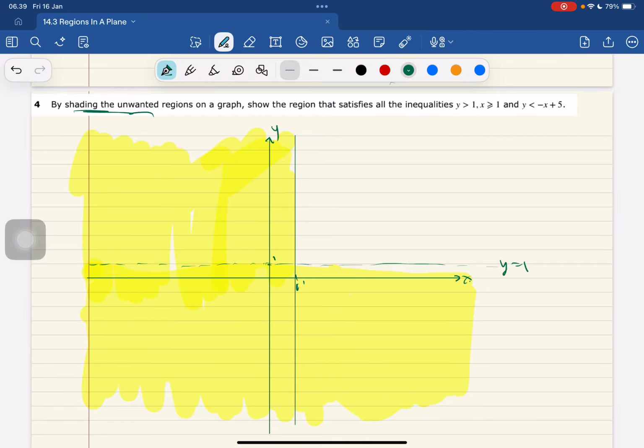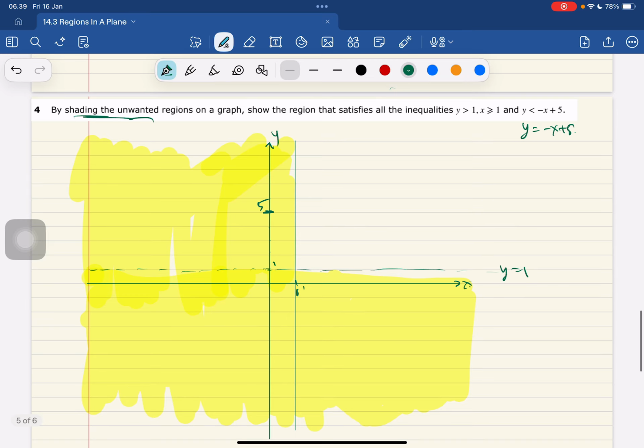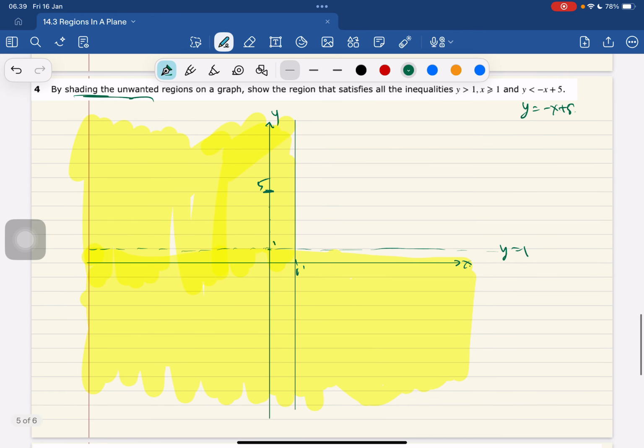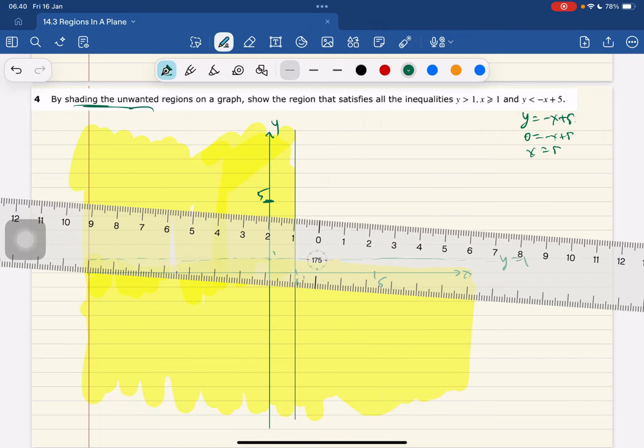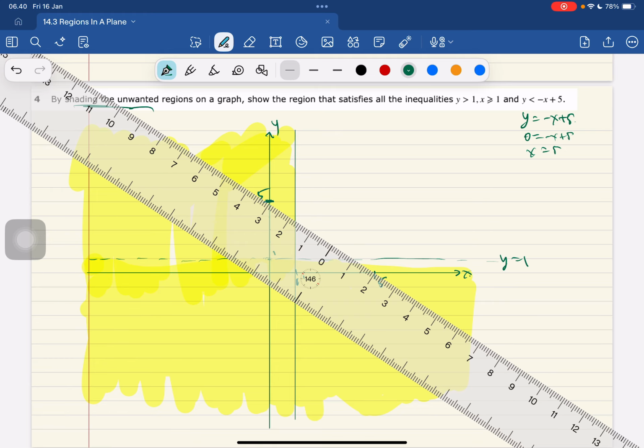Next, we need to find the question 4 here. So y equal to minus x plus 5. Okay, first we got the intersection equal to 5. 1, 2, 3, 4, 5, here equal to 5. Then let us try when y equal to 0, y equals minus x plus 5. So x equal to 5 here. Okay, we got it. This is not a full line, so I will use a ruler. As this is not full, yes, we can make it like this.